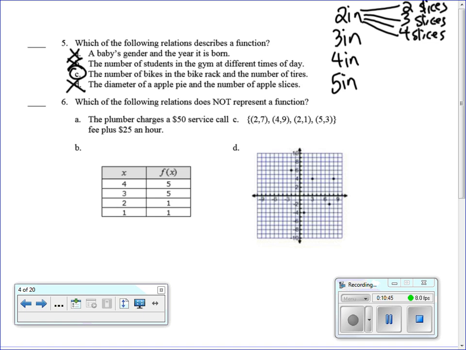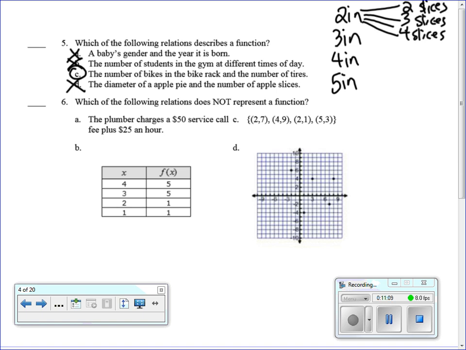Number 6 says, which of the following relations does not represent a function? What I would start off with on a problem like number 6 is to take care of your obvious ones. It is easy for us to tell if a table, ordered pairs, a mapping diagram, or a graph is a function. And then go to the word problems a little bit later on.